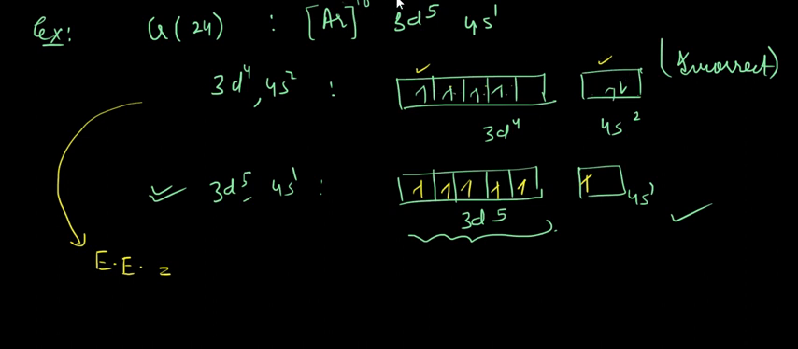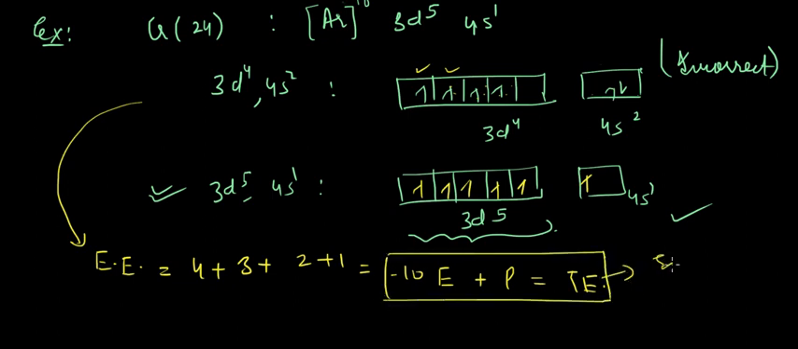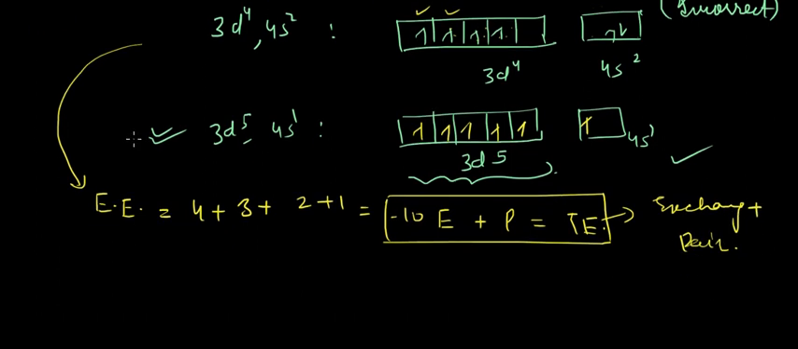Okay, so 4 plus, for this one we have 1 2 3, 3 plus 2 plus 1, that should be 10, minus 10, and we have also a pair. So total energy, exchange plus pair, would be minus 10 E plus 1p.